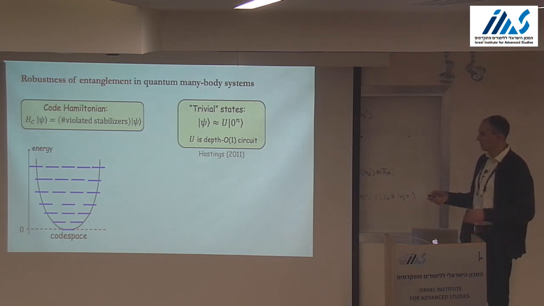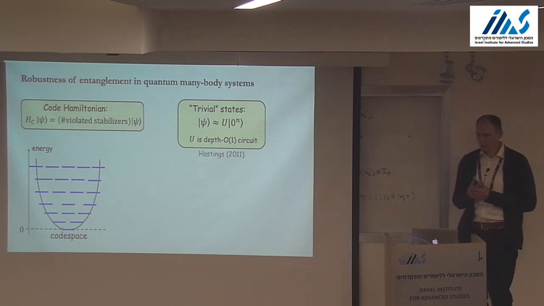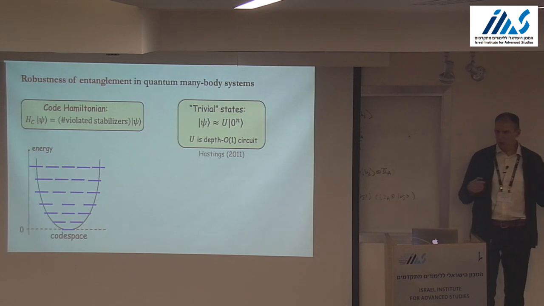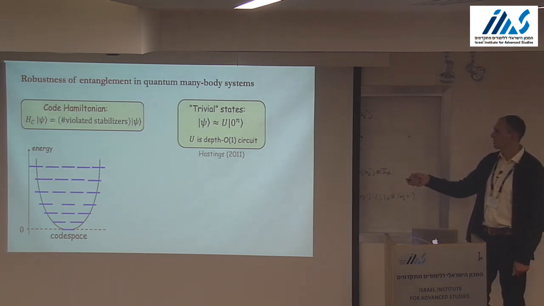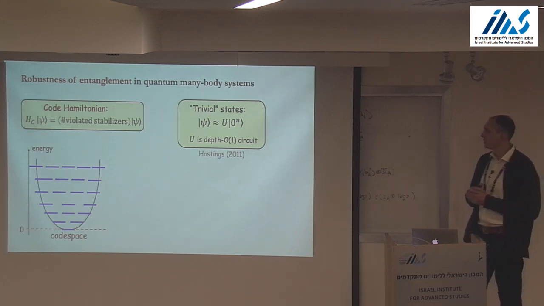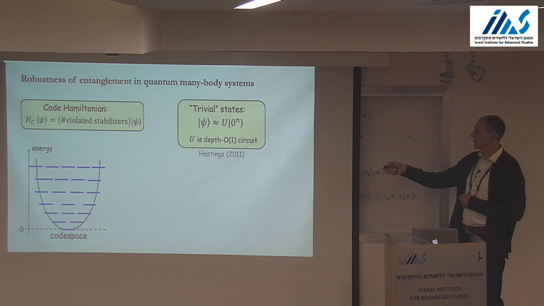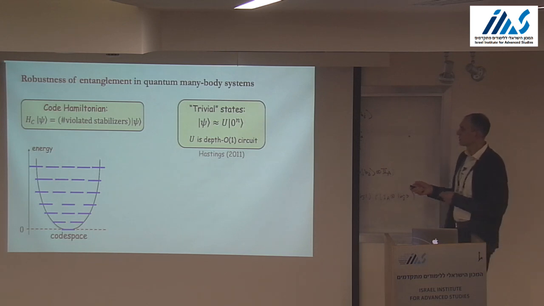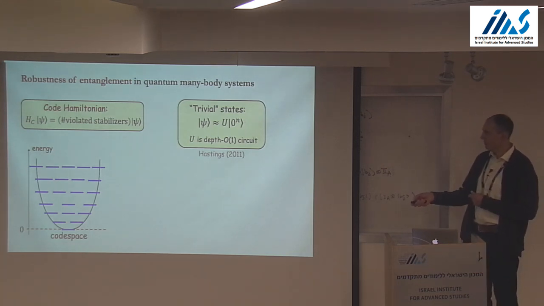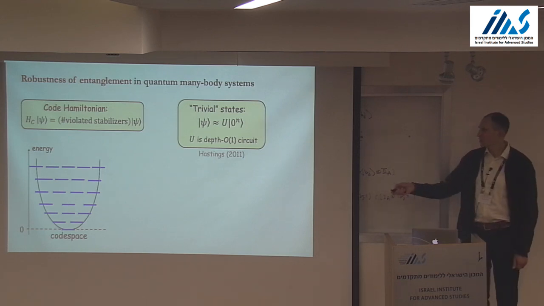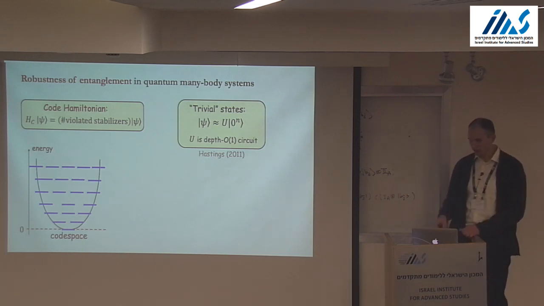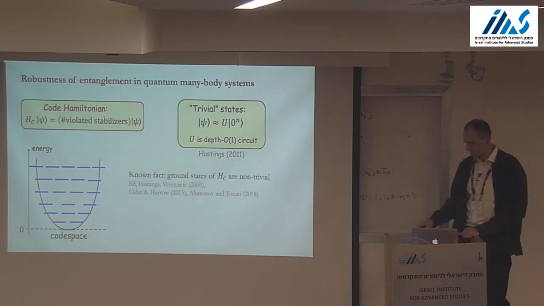We know that code words of good quantum codes are typically highly entangled states. So in particular, we cannot create a code word of a good code starting from a product state by applying a constant depth quantum circuit. So we can define a class of trivial states that can be generated by constant depth circuits, and we know that for some quantum LDPC codes, ground states of such Hamiltonians are non-trivial. So we need super constant depth to create such states.